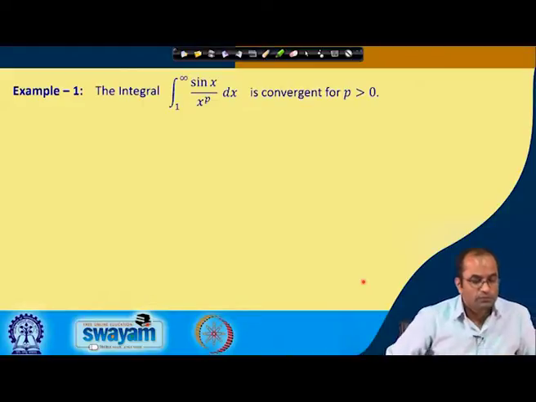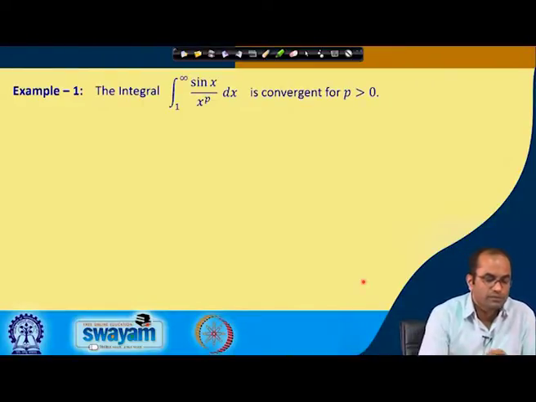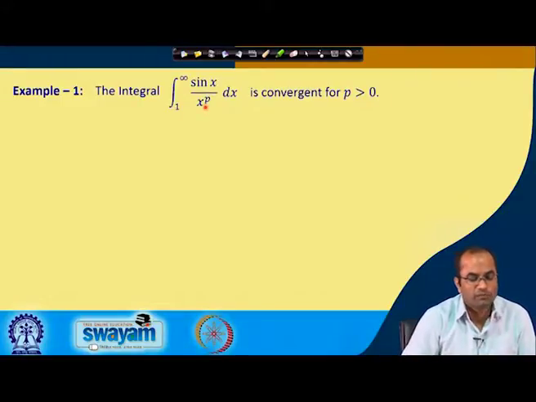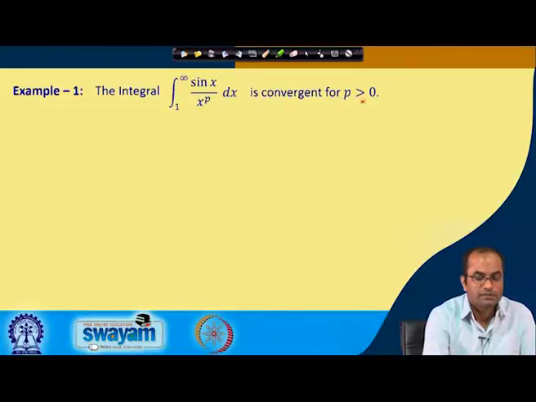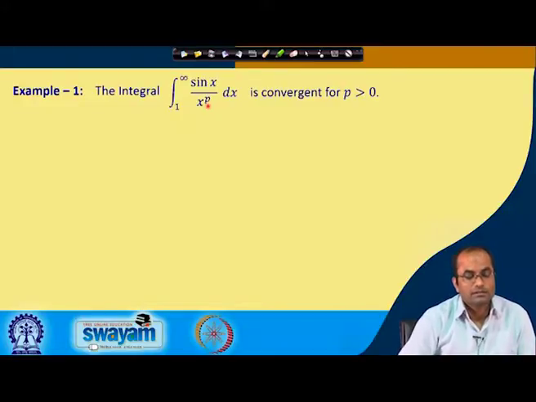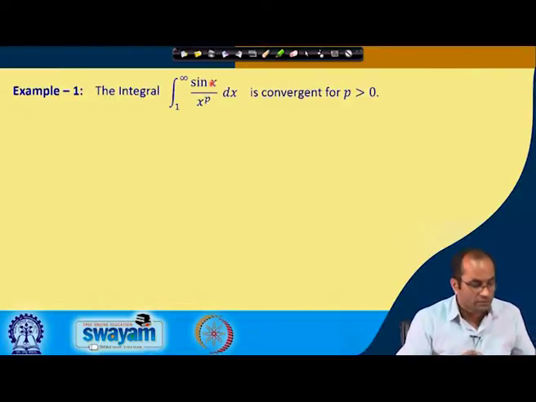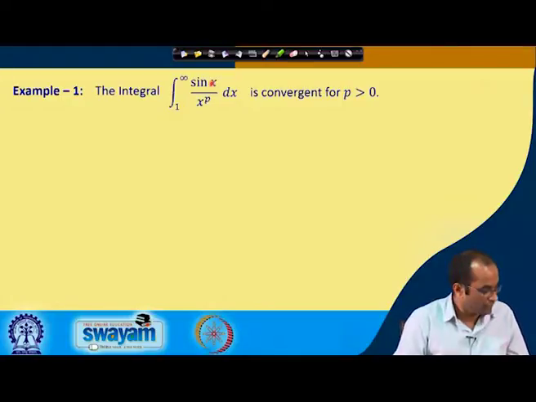So, let us go through this example where we can use this result easily to prove that the integral from 1 to infinity of sin x over x to the power p is convergent for p greater than or equal to 0. So, for any p greater than 0, this integral is convergent. We will show it with the help of this Dirichlet test.